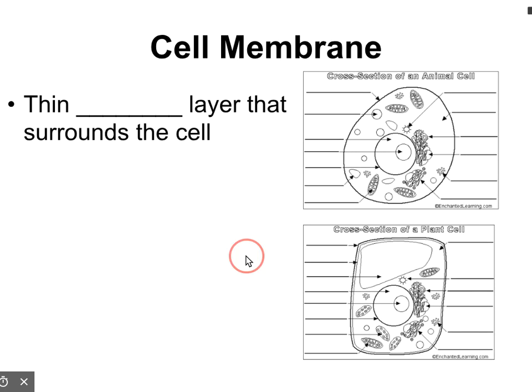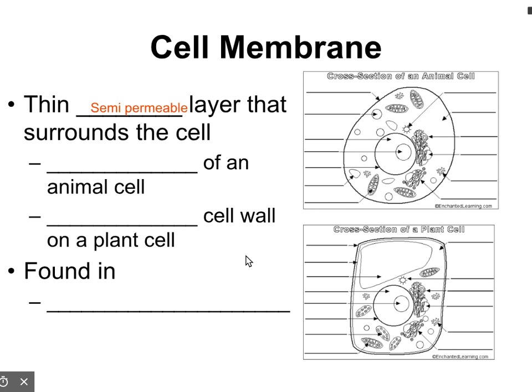And the cell membrane is a really thin layer. It is semi-permeable. That means it allows some things to go in and it keeps others out. It's kind of like a security system. Not everything's going to get in. And it is on the outside of the animal cell, but it's inside that cell wall on a plant cell, and it's found in both plant and animal cells. Go ahead and just circle the word both on your notes.